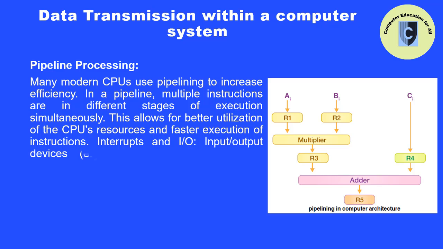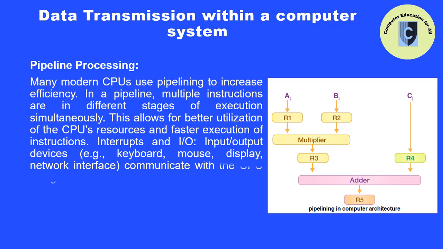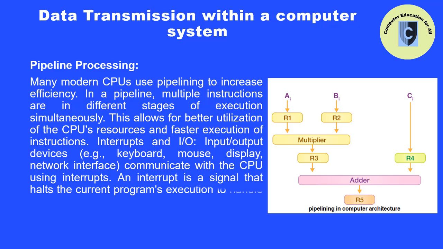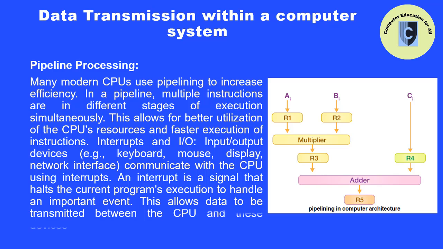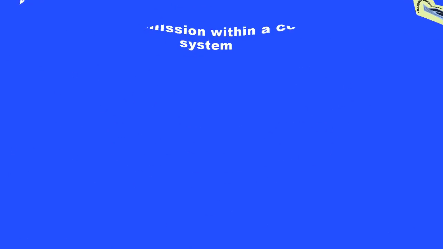Interrupts and I/O. Input/output devices, for example, keyboard, mouse, display, network interface, communicate with the CPU using interrupts. An interrupt is a signal that halts the current program's execution to handle an important event. This allows data to be transmitted between the CPU and these devices.